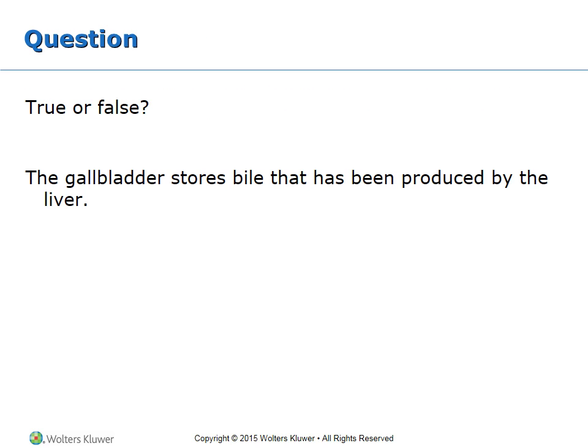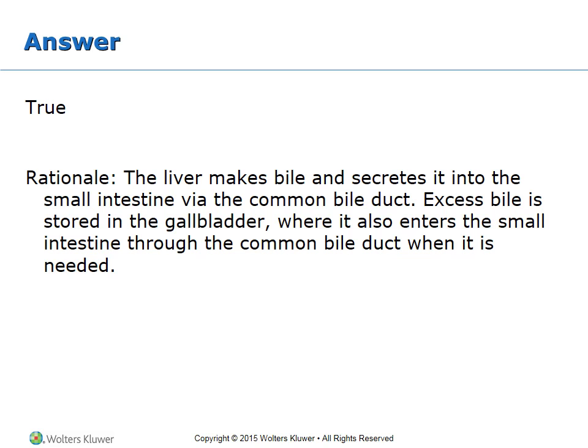So true or false, gallbladder stores bile that has been produced by the liver. I feel like I just gave this away to you. The answer is true. So remember, the liver makes that bile, secretes it to the small intestine via that common bile duct. If we have excess bile being secreted by the liver, it's stored in the gallbladder.